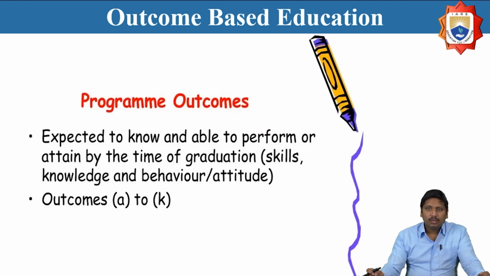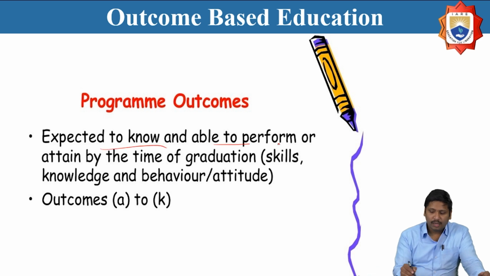So what should be the program outcome? It is what students are expected to know and be able to perform or attain by the time of graduation: skills, knowledge, and behavior. So that should be treated as the program outcomes.